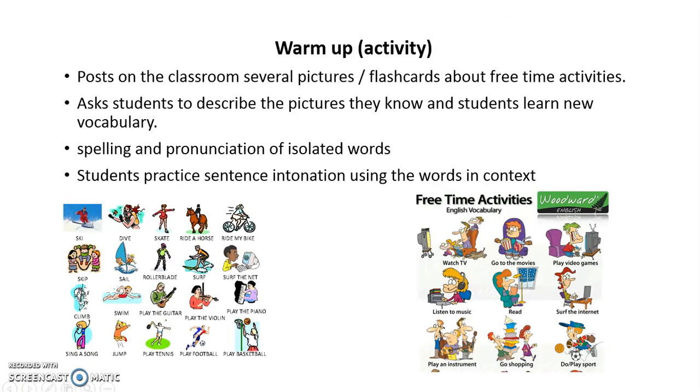Okay, so we want to start this class with a warm-up activity. As a teacher, we put in the classroom several pictures, like flashcards, about free time activities. That is in order to ask students to describe the pictures that they know, and students learn new vocabulary, spelling and pronunciation of isolated words. In this part, the students will practice sentence intonation using the words in context. So in this part we have different types of pictures and they're going to talk and describe each one of them and so on.